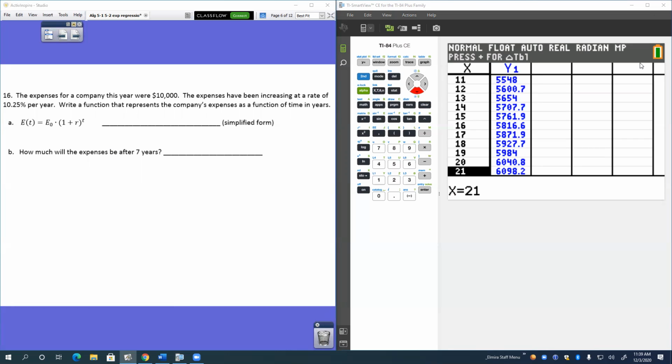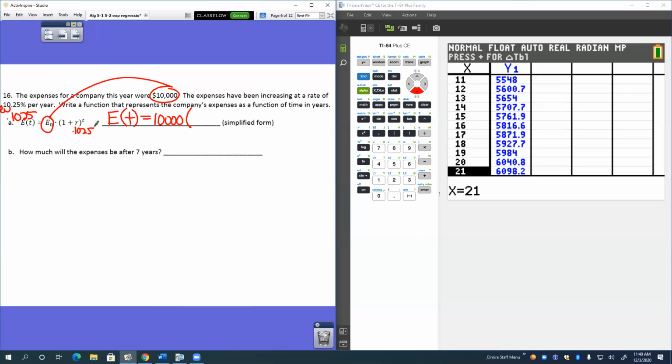So they had E of t, so that's what they wanted you to use on this one. So E of t equals our original number. Our original number was 10,000 times, in parentheses, now our rate, they have 10.25%. We need to move the decimal point over 2 places. So this becomes the decimal 0.1025, all right, when we move the decimal point over 2 places. So that's the decimal that goes right here, 0.1025.